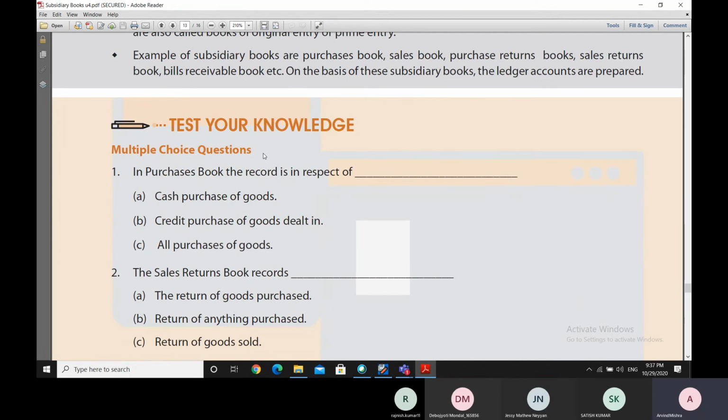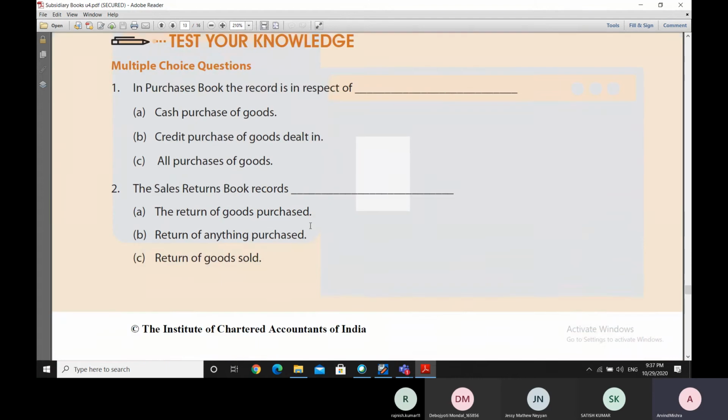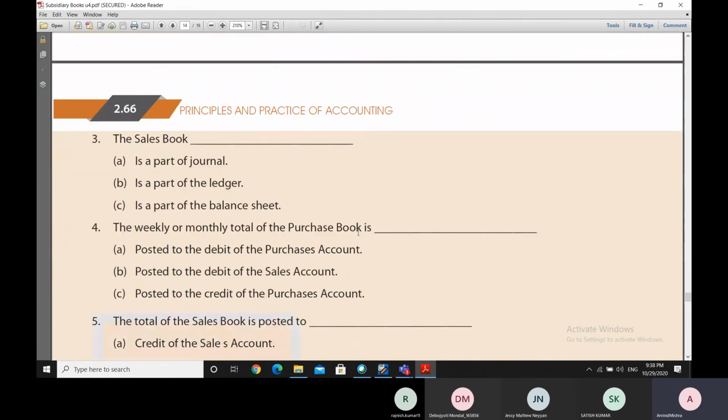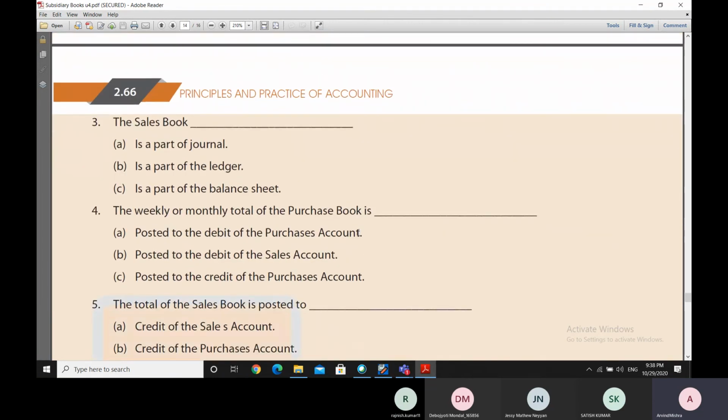So we can say in form of multiple choice questions that in the purchase book, the record is in respect of the credit purchase of the goods dealt in by that concern. Similarly, the sales return book will record the return of the goods which were sold, return of goods sold. The sales book is a part of the journal. Yes, that's right. It's part of the journal. The entry is made from here to the ledger.